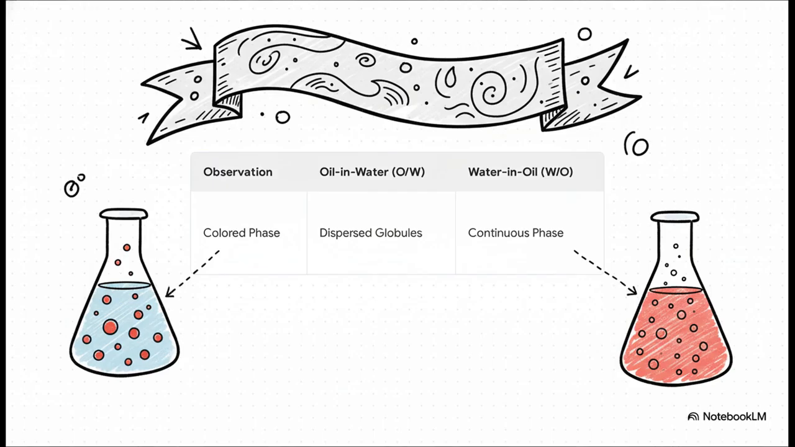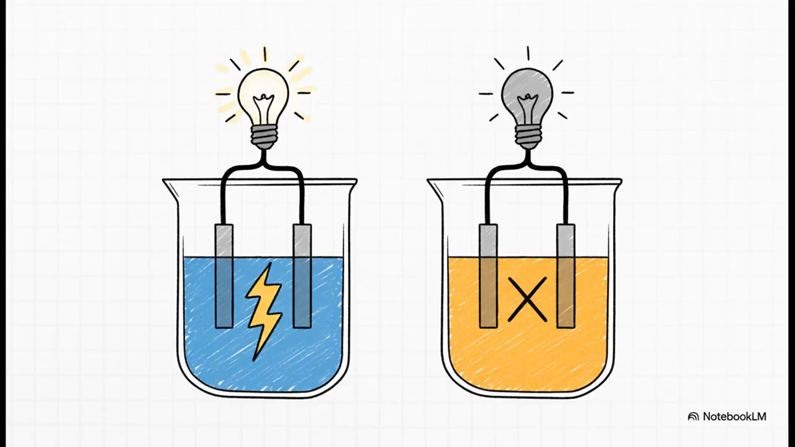But if the entire background, the whole sea, turns red, then you know the oil is the continuous phase, and that means you're looking at a water and oil emulsion. So simple, right? The third tool in our kit uses a bit of electricity. And it works based on a really simple principle you probably already know. Water conducts electricity, but oil is a terrible conductor. It's an insulator. And we can totally use that to our advantage.